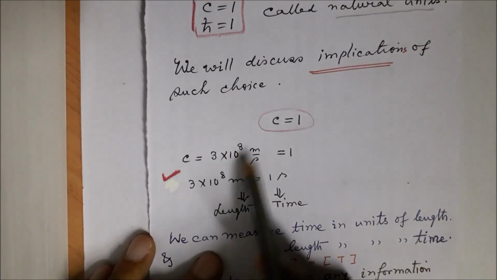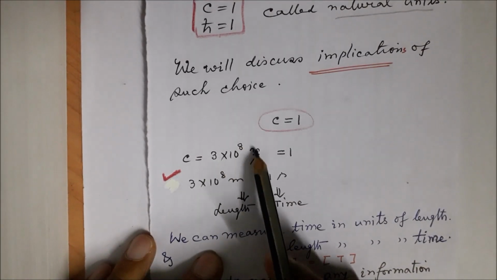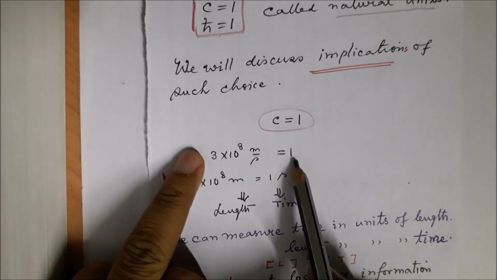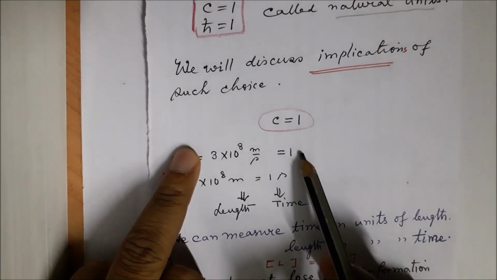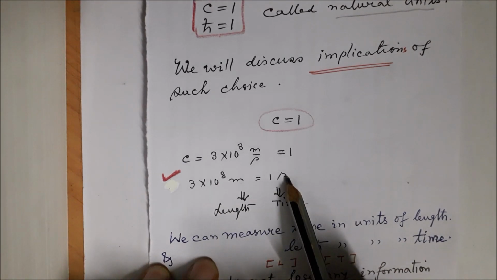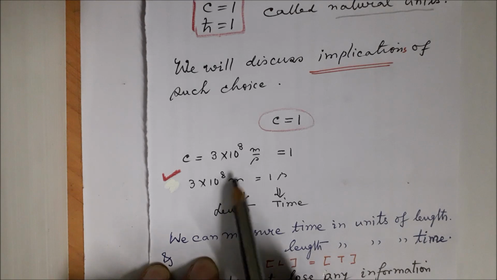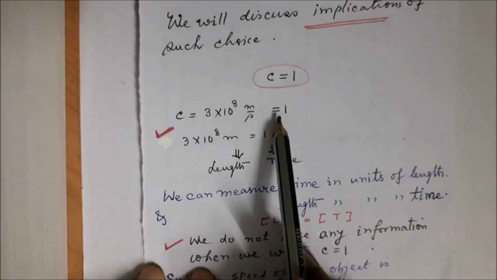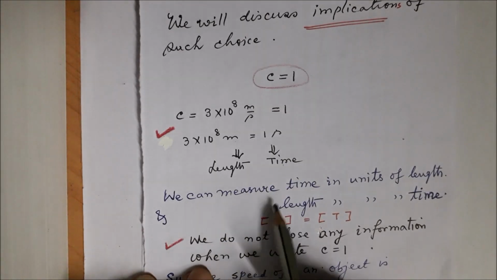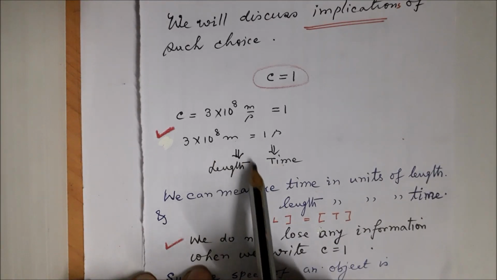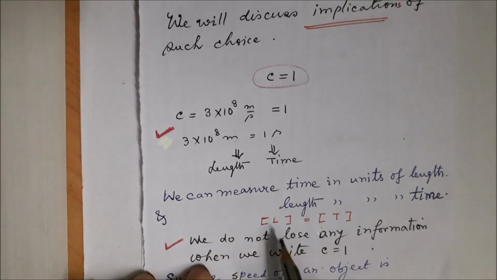Let us first start with C equal to 1. Now the value of C is 3 into 10 to the power 8 meter per second, which we set to be equal to 1. Now if this is equal to 1, then we can multiply the second here, and therefore we end up with this result: 3 into 10 to the power 8 meter equal to 1 second. Now meter is length, and second implies time. This choice actually means we can measure time in units of length, and we can also measure length in units of time.